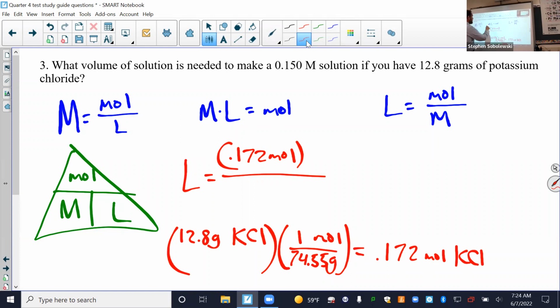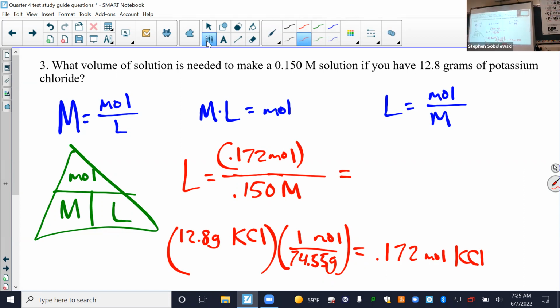divided by molarity, which is 0.150. You can put the molarity symbol, or you can write it as moles per liter. And if you do that, you can see the moles canceling nicely. Liters ends up on the top because it's a denominator within a denominator. Anyway, 0.172 over 0.150 gives me 1.1466.